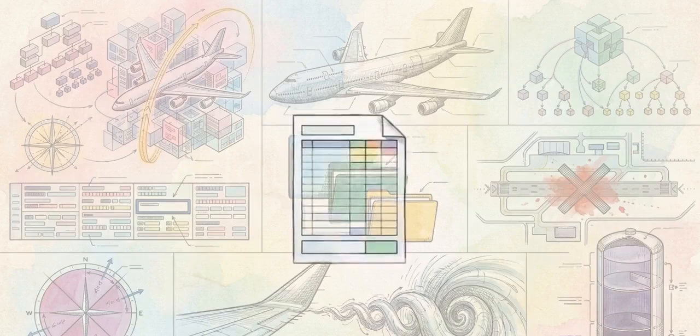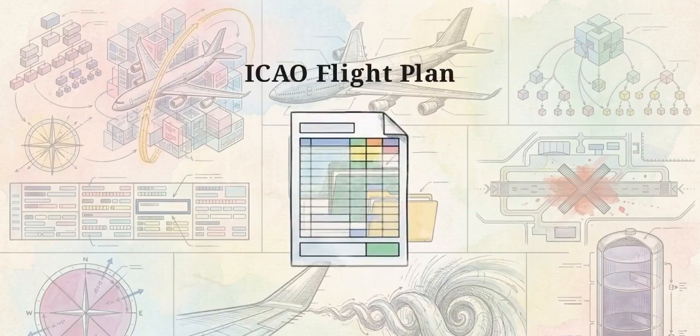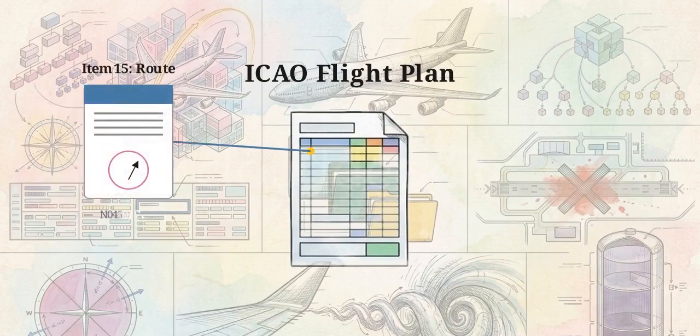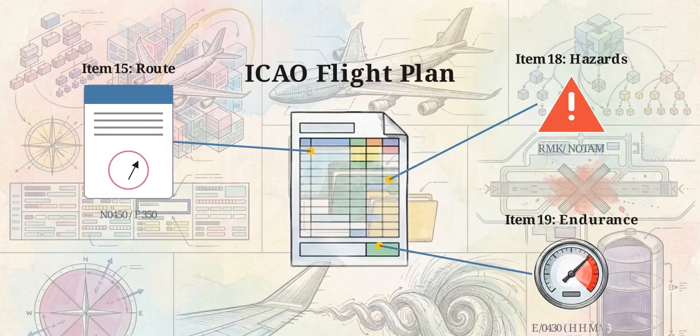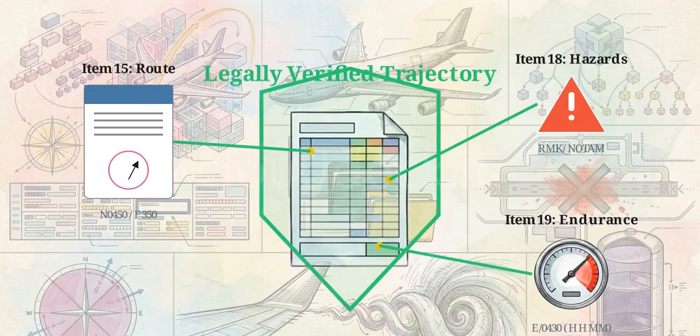Every alphanumeric entry on this form traces back to the raw data we started with. The Item 15 route is derived from the Jeppesen Index. The Item 18 remarks account for active NOTAMs. The Item 19 endurance proves the aircraft meets the physical limits required by the AIP. The flight plan is the final standardized expression of a legally verified safe trajectory.